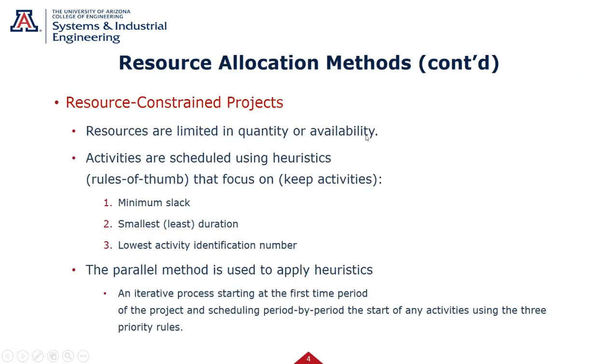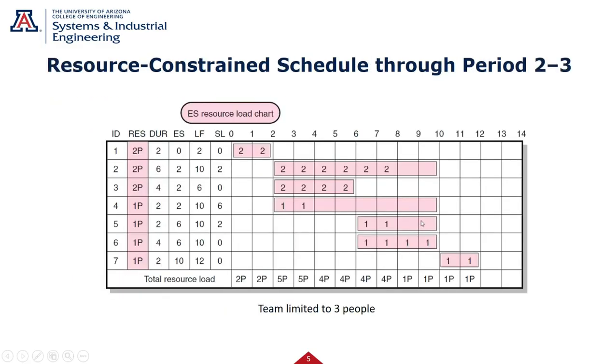Resources are limited in quantity or availability. So we're going to use the heuristics, rules of thumb. Minimum slack first, then smallest duration, then lowest activity number. So you'll see how those get used here as we're going. So let's look at this.